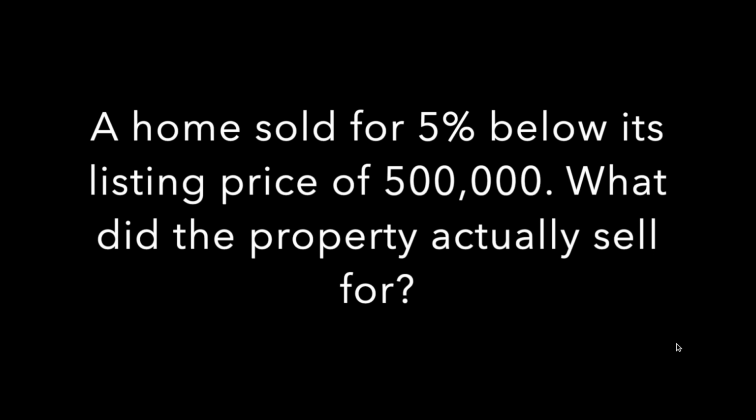A home sold for 5% below its listing price of $500,000. What did the property actually sell for? So, all right, guys. Again, it's always good to make sure you recognize keywords. In this case, they're telling you that the home was listed at $500,000 and it sold for 5% below. But when I see the word below, I know that I need to subtract whatever 5% of $500,000 is, because the question is asking, what did the property actually sell for?